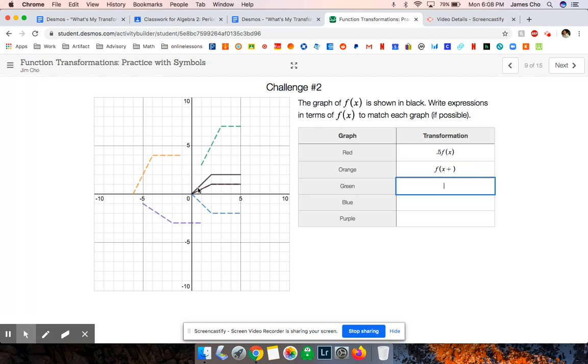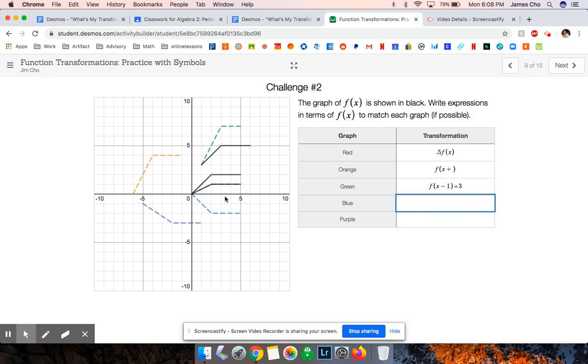For the green, it looks stretched. It looks the same as the orange. So it's going to have a number in front of the f of x. It's also shifted to the right 1 space and up 3 spaces. So for the up 3 spaces, remember, we're going to put a plus 3 at the end. To shift 1 to the right, we're going to say minus 1. And then we're going to have to stretch it by putting a number in front of here, okay?